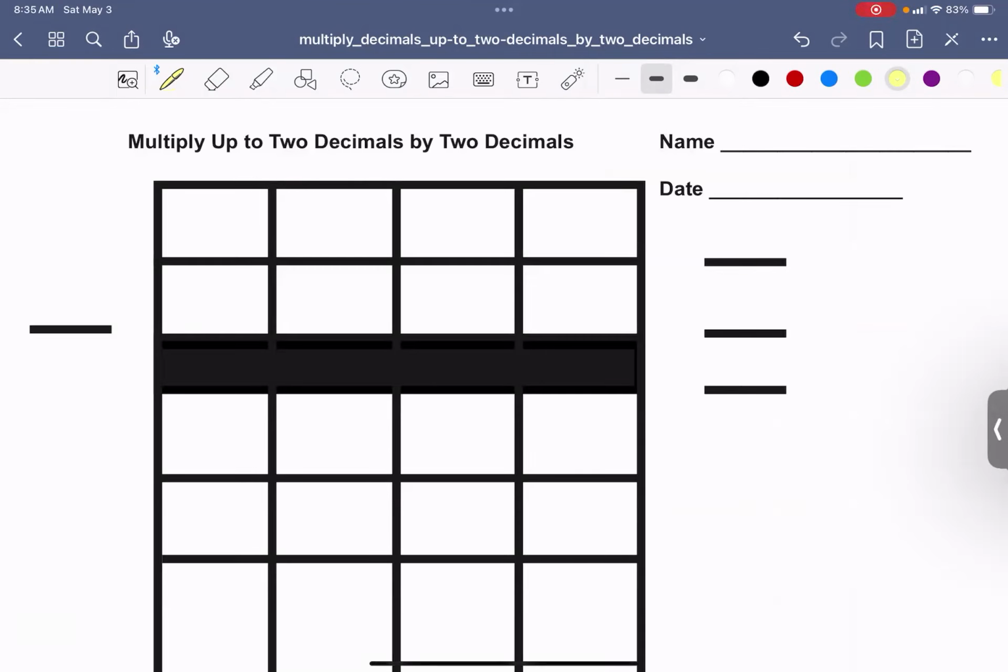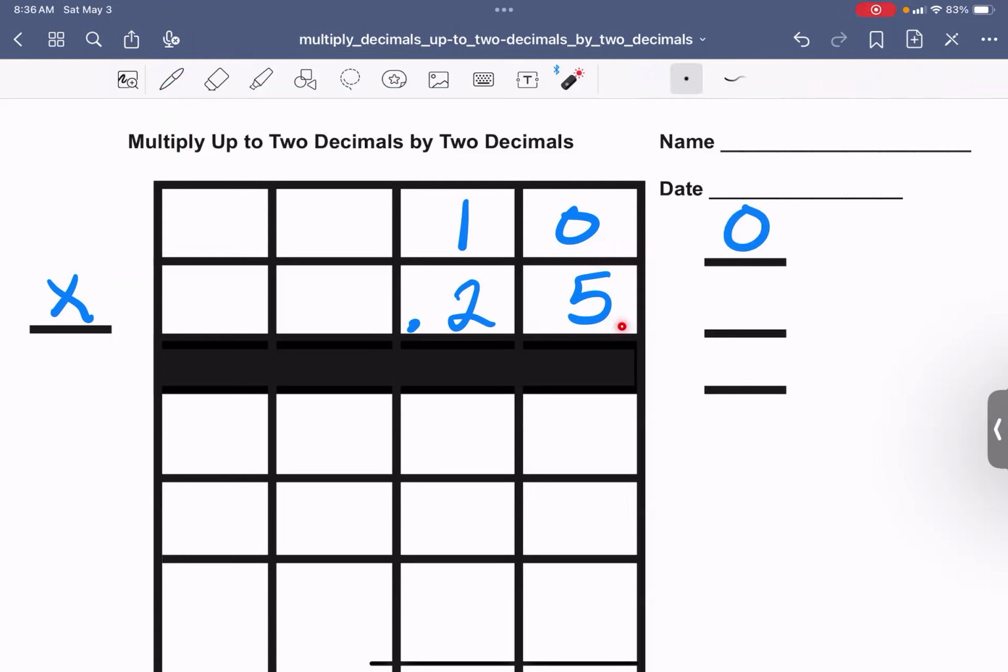Now, let's say lining up the decimals is a challenge for you. This graphic organizer is helpful because you can use it to line up your numbers. So I'm going to multiply the numbers. 10 times 0.25. So in the number 10, the decimal's right here. So the decimal wasn't moved anywhere. So I'm going to put 0 here. In 0.25, the decimal is supposed to be here. And it's moved 2 places to the left. So I'm going to move the decimal in my final answer 2 places.